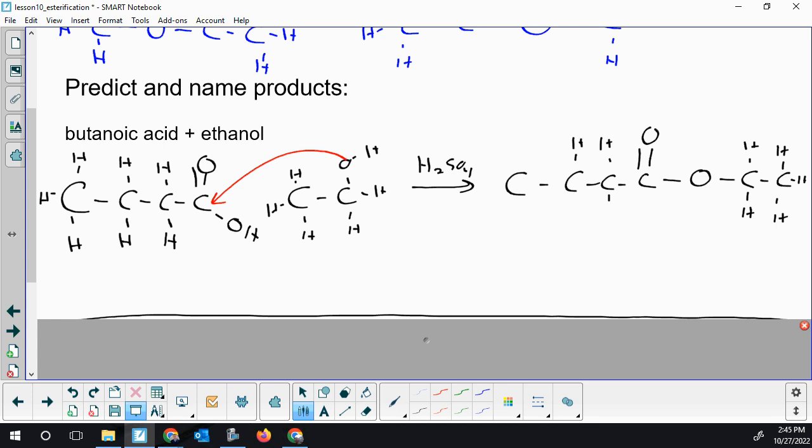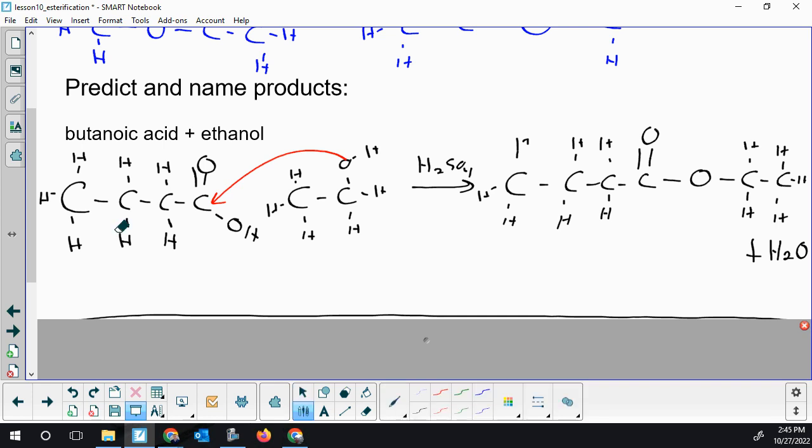Fill in our H's, not too fast that you put an H underneath the C double bond O. There's no bonding capacity left there. Make sure we don't forget our water. And this should be now balanced.